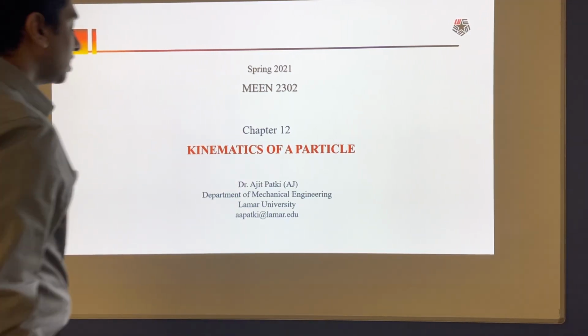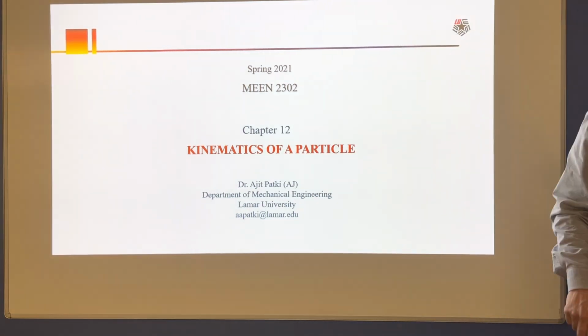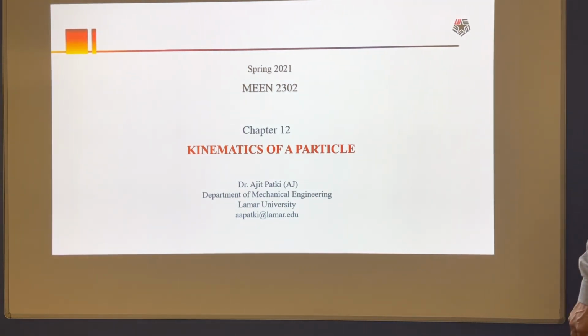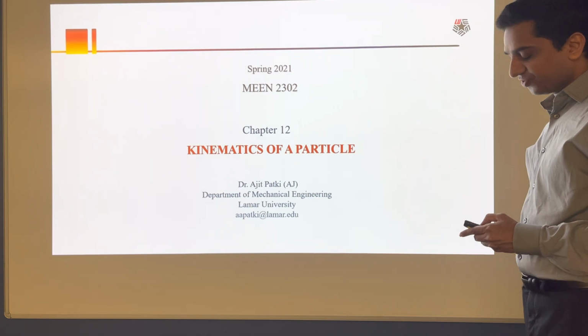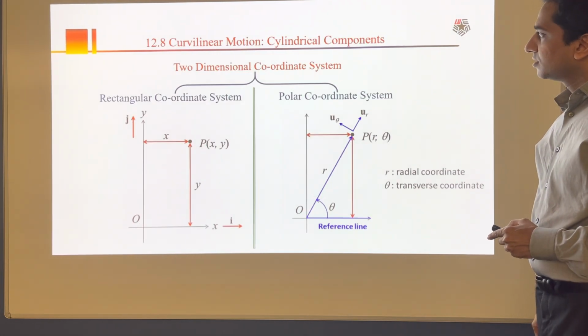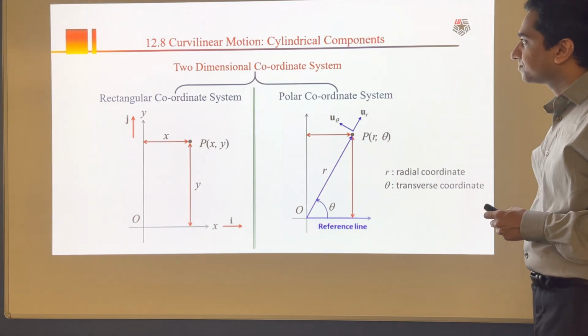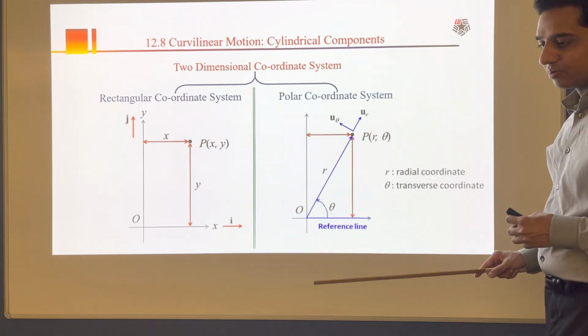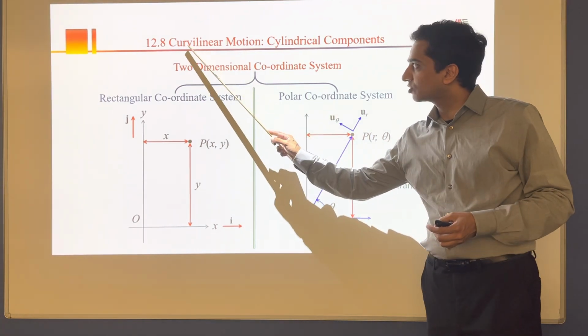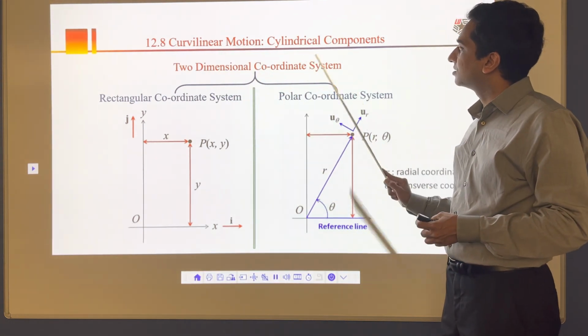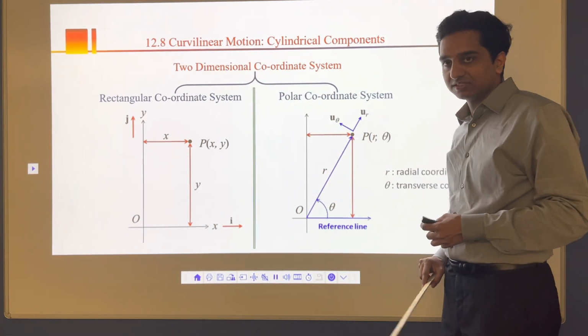Let's continue our discussion of particle kinematics. We will finish this chapter in this video. Last time we saw normal and tangential components for curvilinear motion. Now we will continue our discussion of curvilinear motion with cylindrical components, or the polar coordinate system.